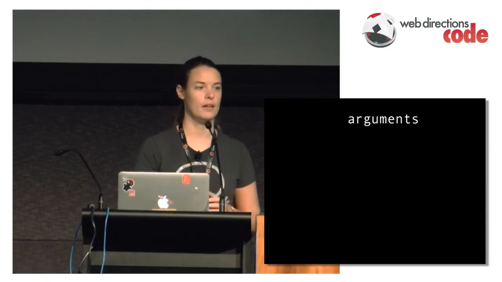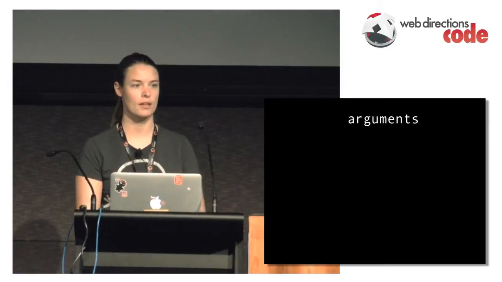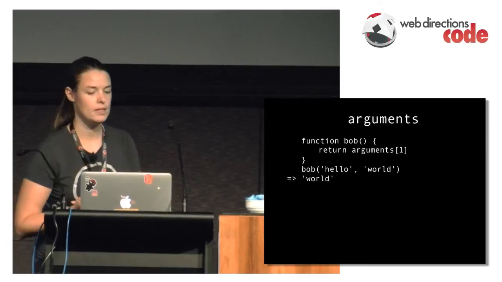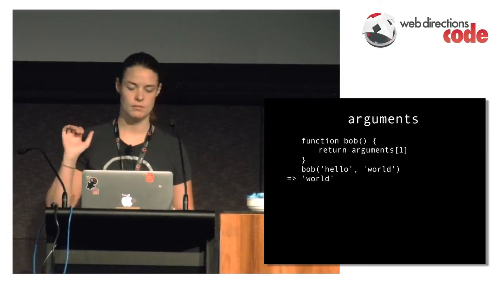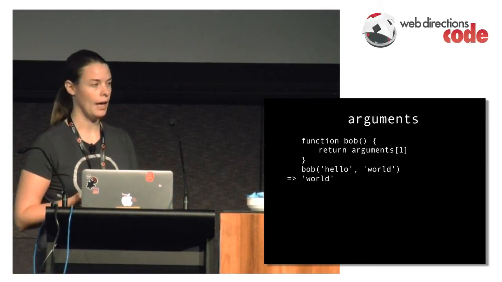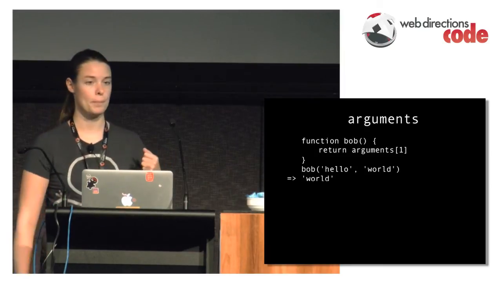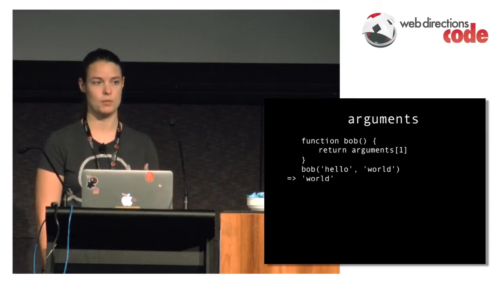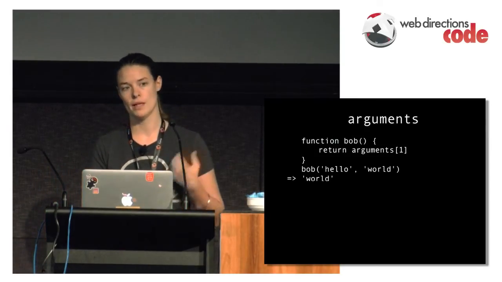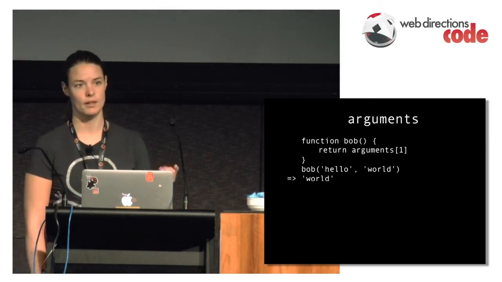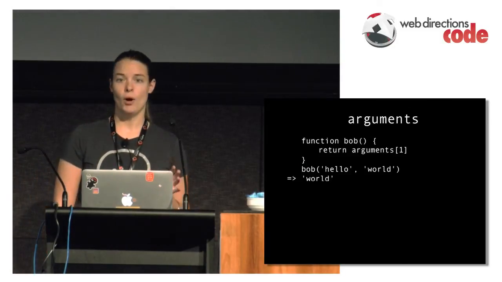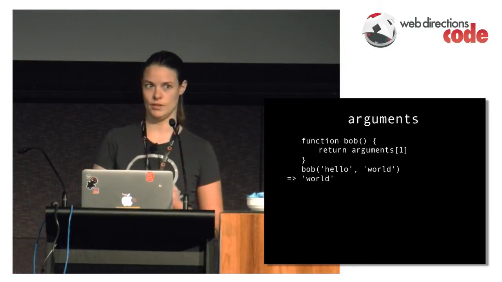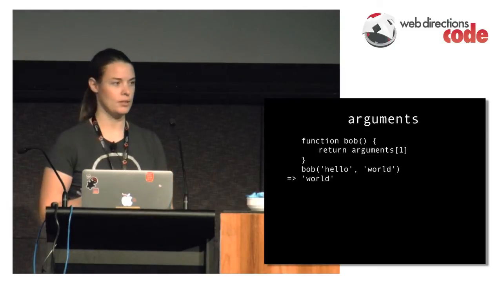Arguments. So everybody knows the arguments object? At least like 3 people nodded. Basically, the arguments object is a very special object, where any function that you have, even if it has no parameters, will have an arguments object, and that arguments object will contain a list of all the arguments that were passed into that function. So if we call this function Bob with hello world, and return the second element of what kind of looks like an array, it'll return world.